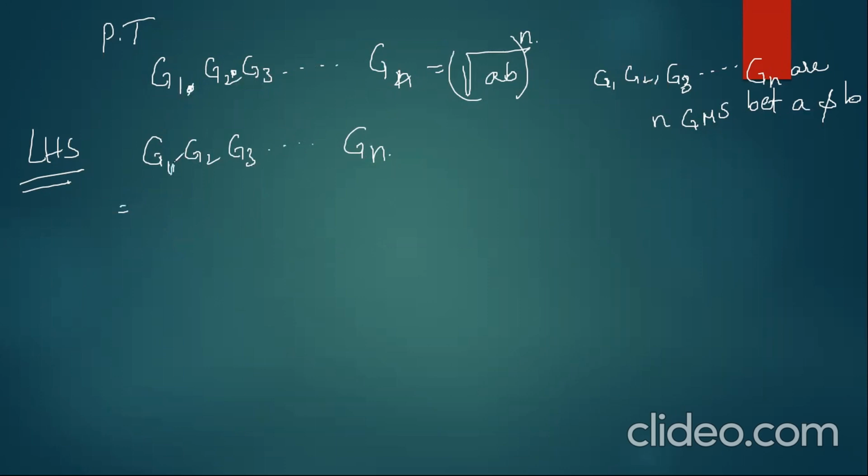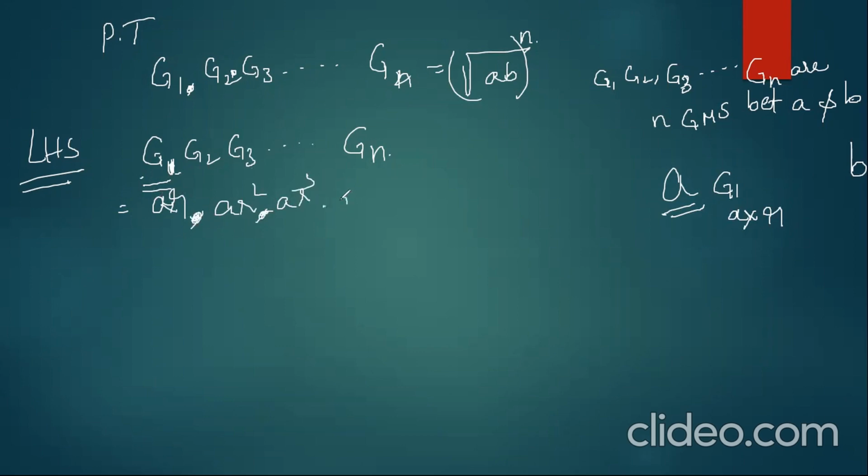We can write this G1 as A. Is it A or AR? Even though it is a GM, a GM lies between any two numbers. It is not singly A. G1 should be A times its common ratio. So G1 is AR. Don't confuse here. AR, AR square, AR cube, AR to the power of 4, and so on. What do you get at last? AR to the power of n, because it is Gn.